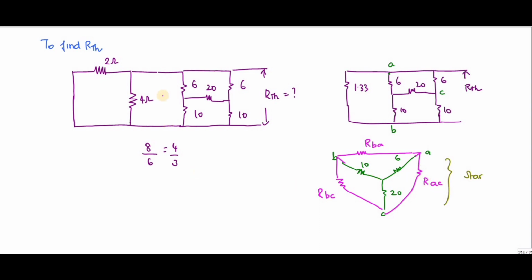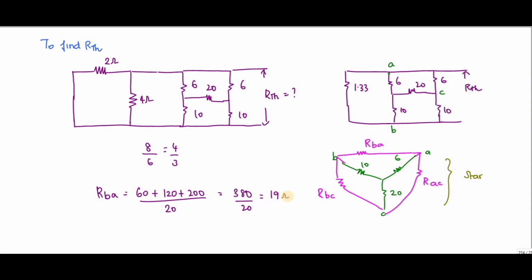What is the formula? In order to find the value of RBA, I have to multiply these two terms, 6 and 10, and I will get 60. Then multiply 6 with 20, you will get 120, plus 10 into 20, which is 200. The opposite terminal for RBA is 20, so you have to divide by 20. So the answer is 380 divided by 20, that is nothing but 19.